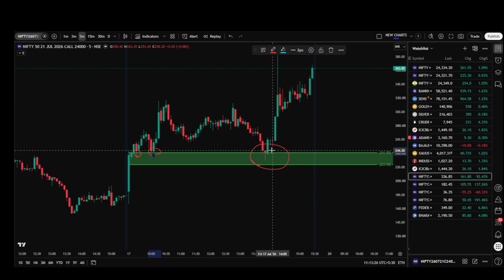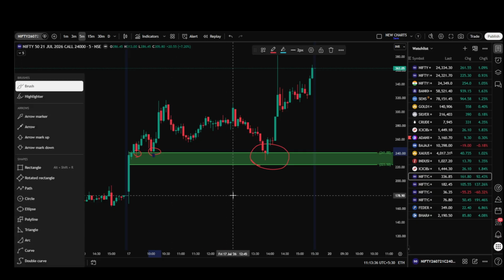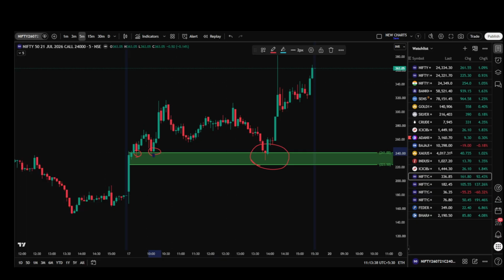Three times it has come to our zone, the Fibonacci zone, and also into the zone that is called retracement. It retraced. Not only that, it retraced. So this is how we can use this Fibonacci retracement at any point of time.